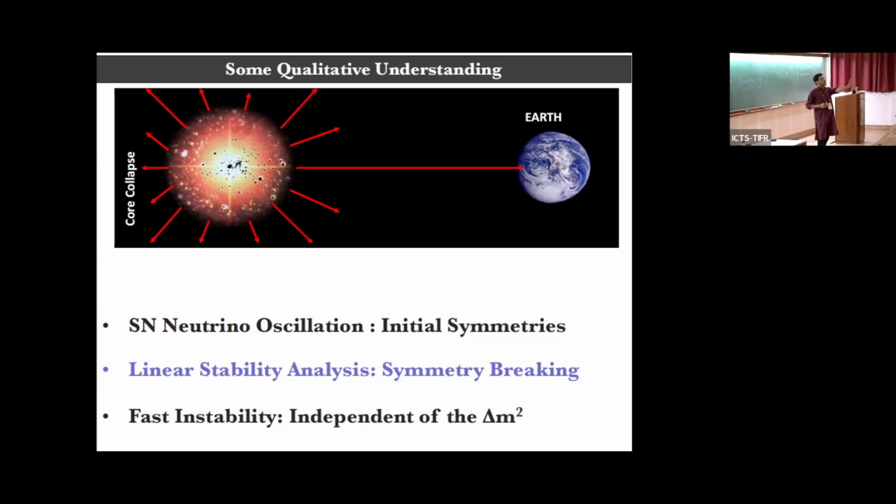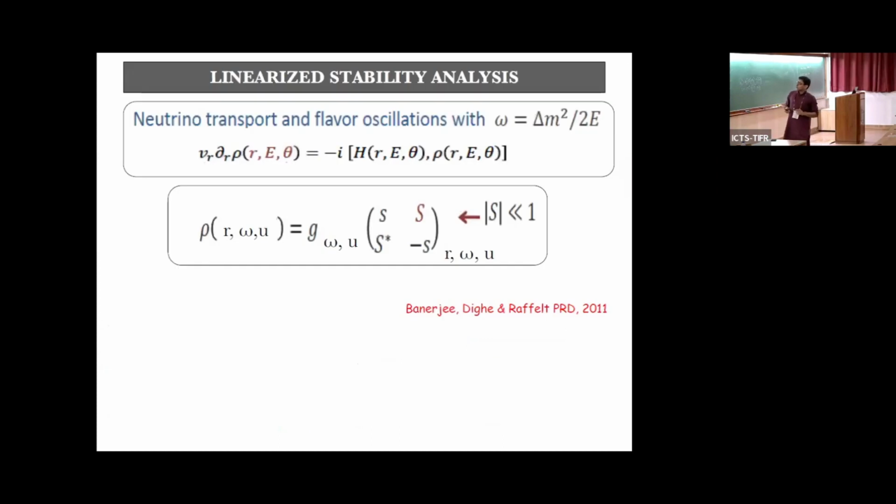Rather than taking this nonlinear problem, you linearize the equation. How did you do that? This was this famous paper of Amol and Raffelt with Orko. And the idea is this: if you remember this matrix of densities, the diagonal elements tell you about the flavor content.